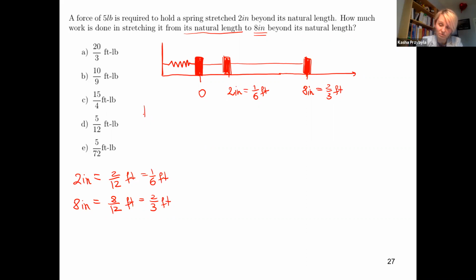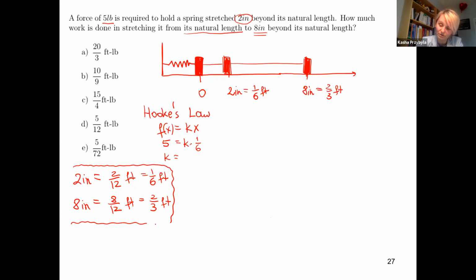Like Hooke's law, that the force is defined as kx, some coefficient times the distance. And we know that we need a force of 5, because it's the weight of 5 pounds moving 2 inches, which I will put as 1/6 foot. Okay, and we can compute k. Can you tell me what k equals? k is 30. Perfect. 5 times 6, not 60, 30.